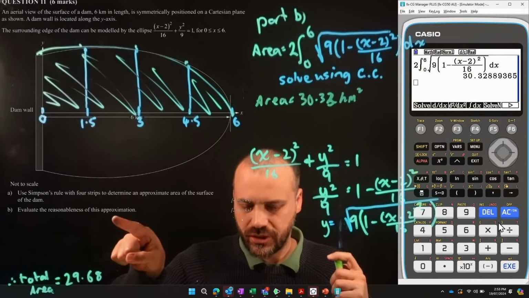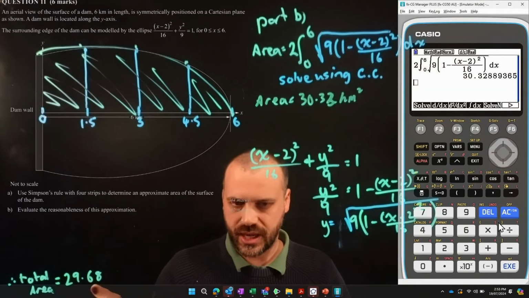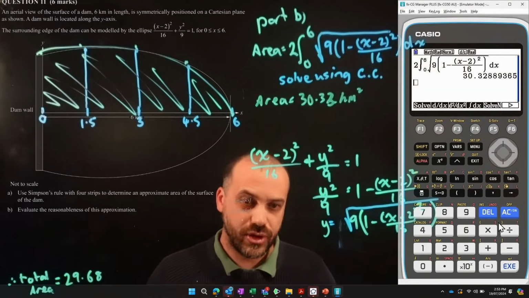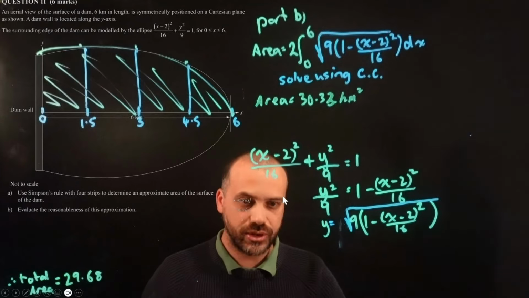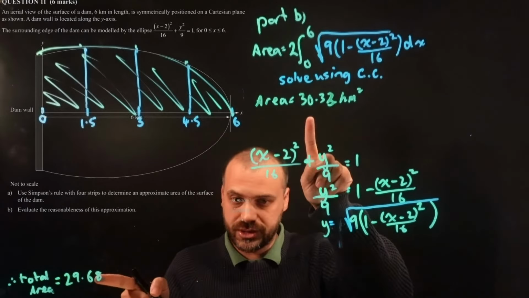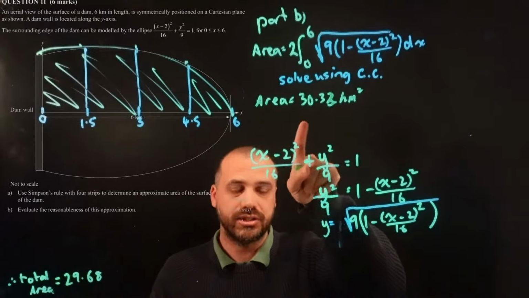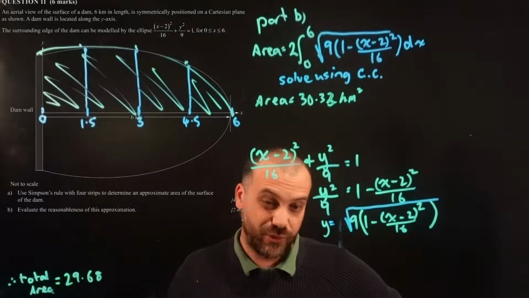Evaluate the reasonableness of the approximation. Approximation 29.68, exact value 30.32. Now when you're asked to do something like this, make sure that you make a statement. I think it's reasonable. These are very close answers. This was an approximation. This is our exact answer. So very similar, therefore reasonable.